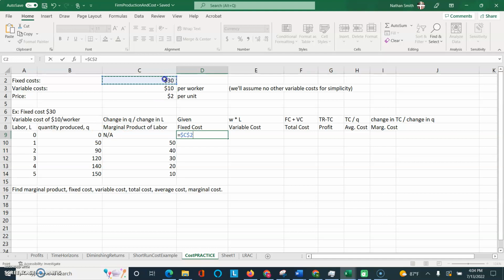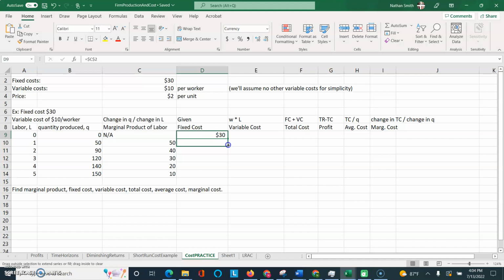and then using the power of Excel, I'm going to lock that cell down. And the fixed cost is not going to change as the quantity changes. It's going to always be 30. Okay, so that's what it means to say something is a fixed cost numerically. Whether I produce nothing, the fixed cost is 30. If I produce 120, the fixed cost is 30. If I produce 150, the fixed cost is 30. Okay, let's move on to variable cost.